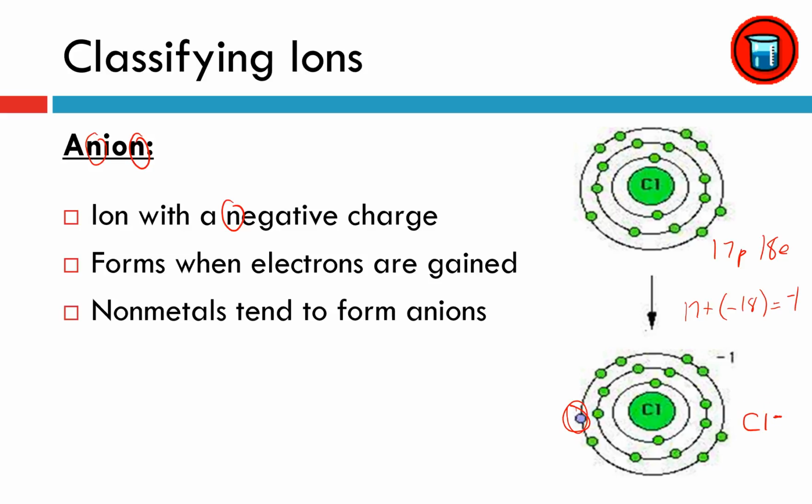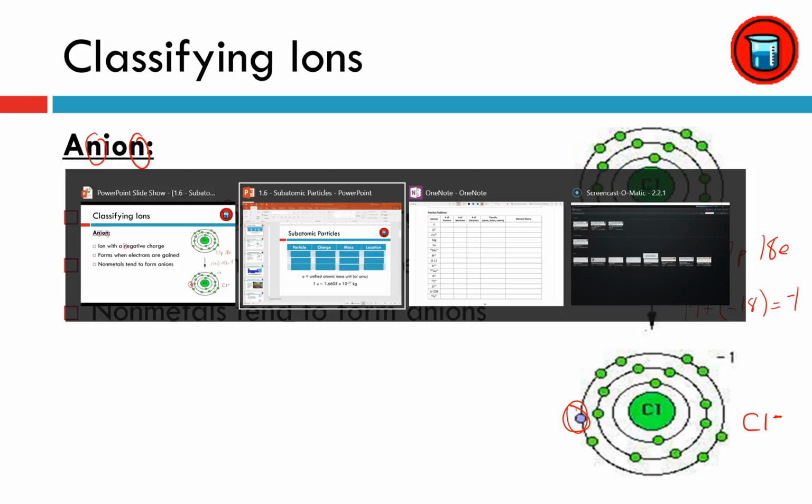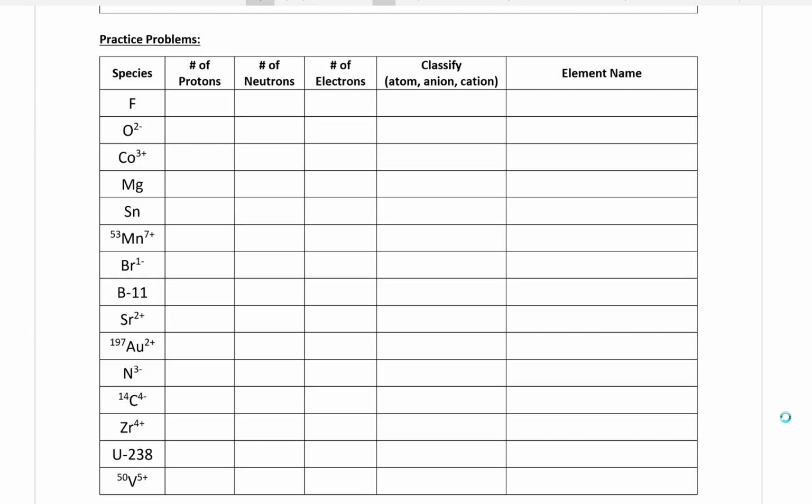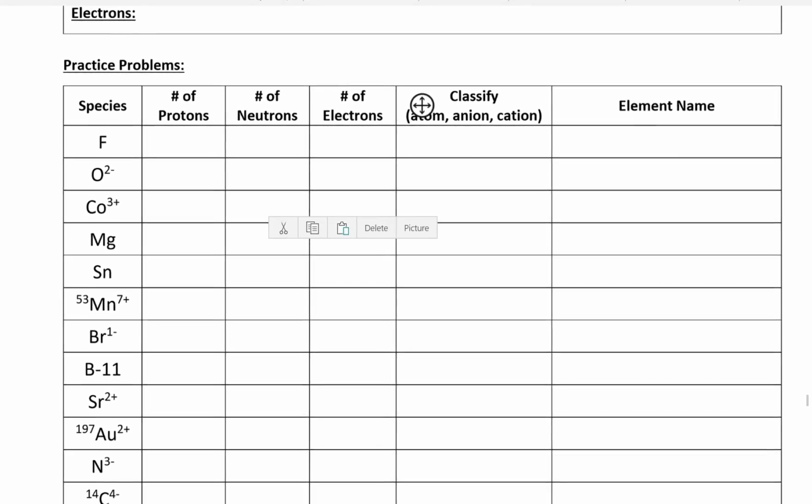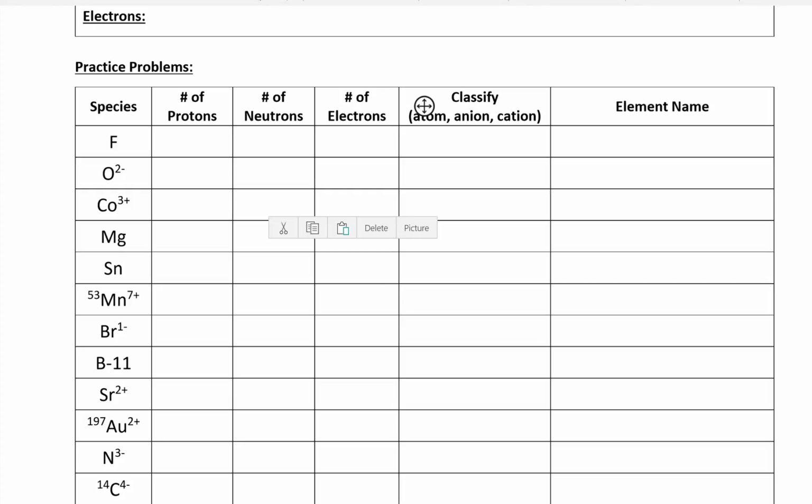All right. So let's talk a little bit more about trying to figure out the number of protons, electrons, and neutrons that are going to be present in an atom or ion. So we'll pull up your practice problems. Don't worry, we're not going to go through all of them. What we've got here are different species, both atoms and ions, and I'm asking you to determine the number of protons, neutrons, electrons, classify that species as either an atom, an anion, or a cation, and finally get the element name. Alright, so we'll just do the first one together. F, if you look at your periodic table, its name is fluorine, so I'll just fill that one out first.